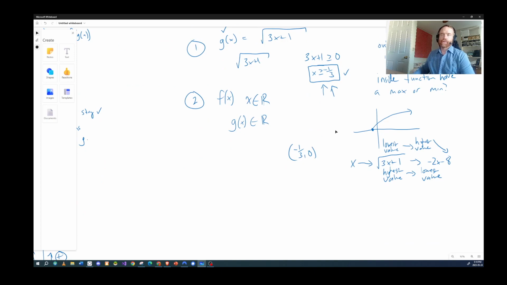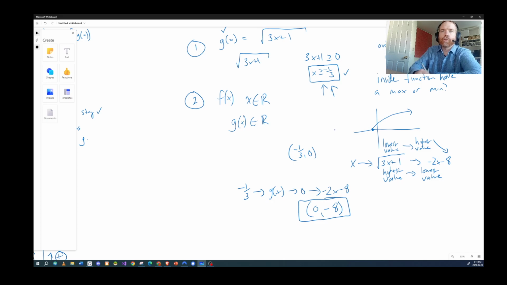Let's verify that. Negative 1/3 goes into my function g, and of course it comes out as 0, because 3 times negative 1/3 is negative 1, plus 1 is 0. Then I put 0 into the other function, negative 2x minus 8, and I come up with the value negative 8. And so my hypothesis is that 0, negative 8 should be the highest value that f of g of x can hit.